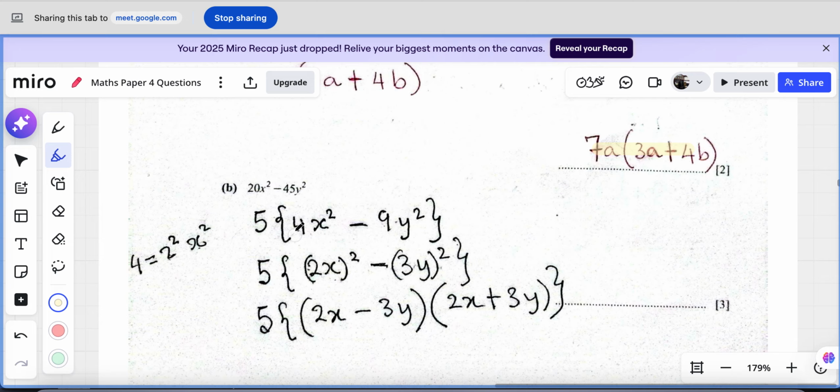It is, because 4, you can square it. 4 means 2 squared. This 4 means 2 squared, and then x squared. Instead of writing them separately, you can put them together, 2x.